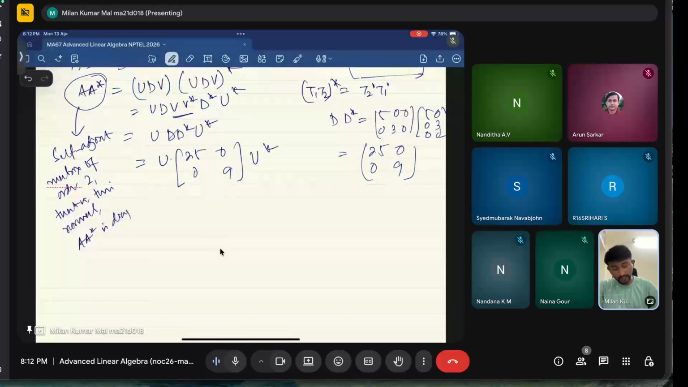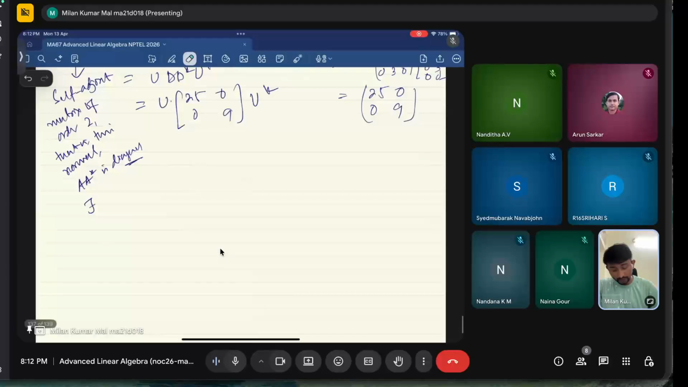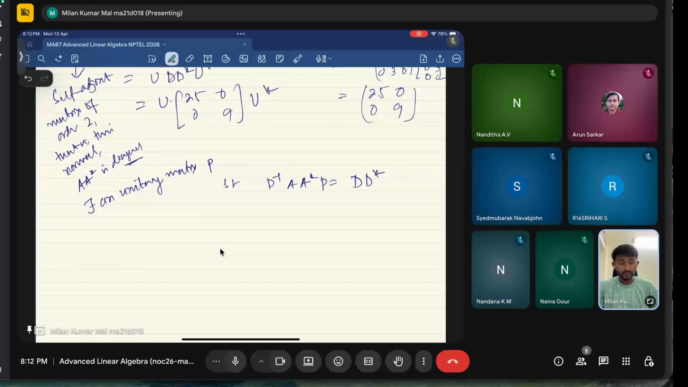That means there exists a matrix P such that P inverse A star P is equal to D star. There exists a unitary matrix, and in fact that has to be unique. Unitary matrix P such that P inverse A star P equals the matrix D star. So that means A star is equal to P D star P inverse.